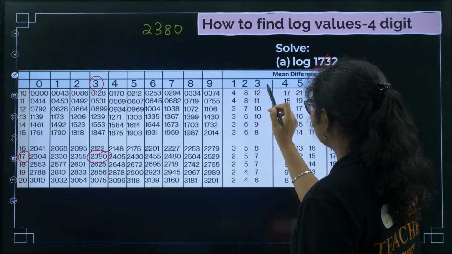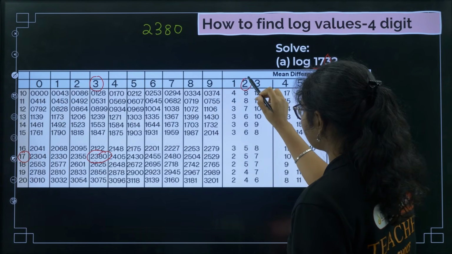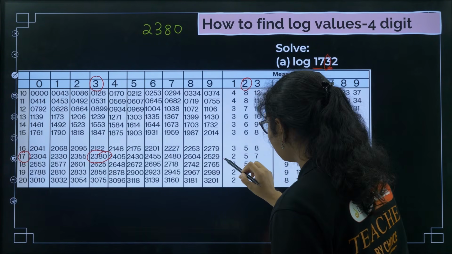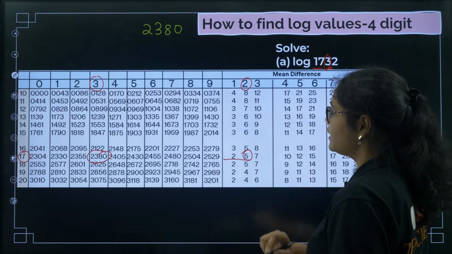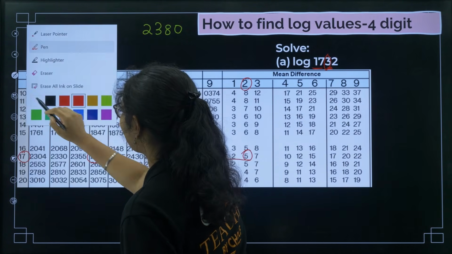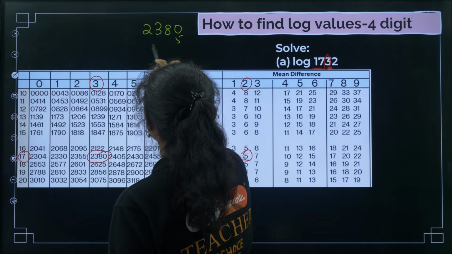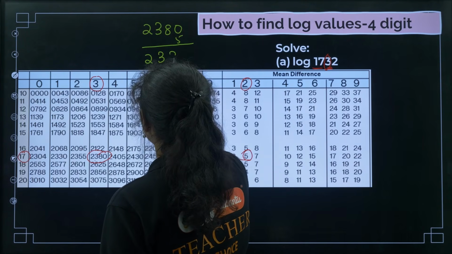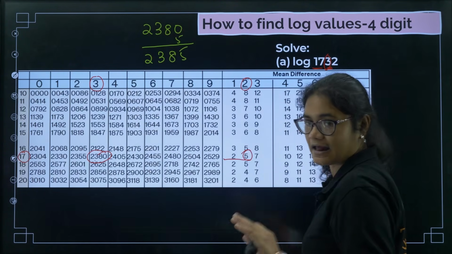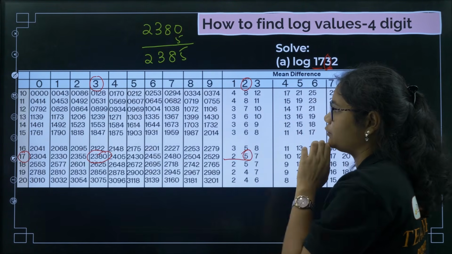So you see 1, 2, 3, 4. So we need 2 here, right? So 2 and this value, that is your 5. So this value 5 you need to add here. So what will I get? 2385. That answer is not yet over. I am just telling what you need to do.